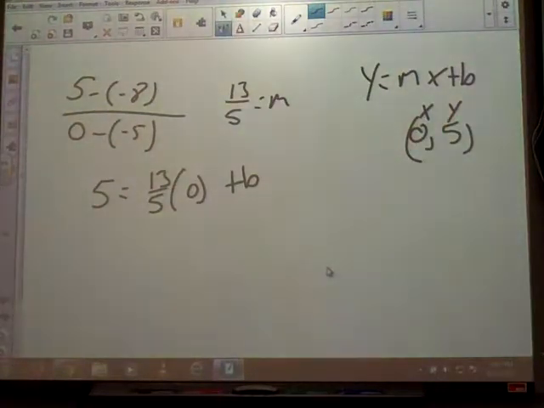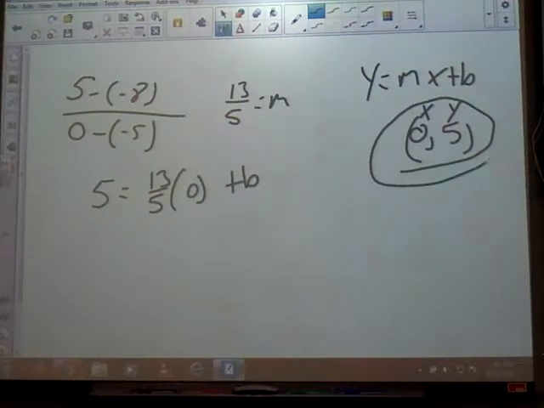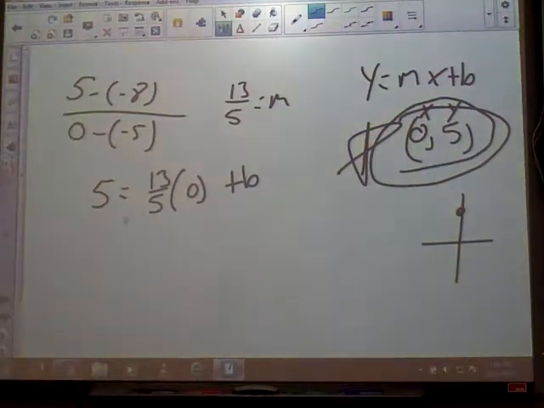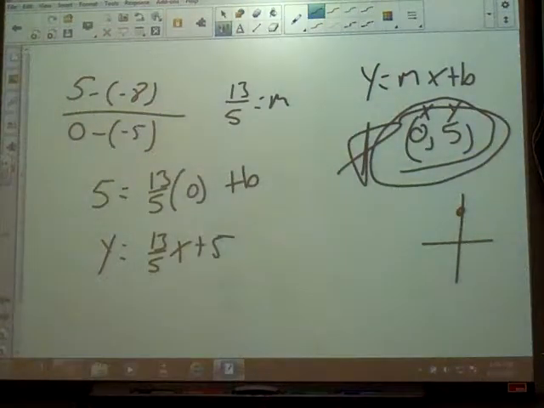Now, I could have known that without even plugging that in, right? Anytime you've got an ordered pair written 0, comma something, that has to be on the y-axis. That has to be your b. So I showed you algebraically here that my b is 5, but you could have got that just from right here as well. Okay, so in slope-intercept form now, my equation is y equals 13 fifths x plus 5.